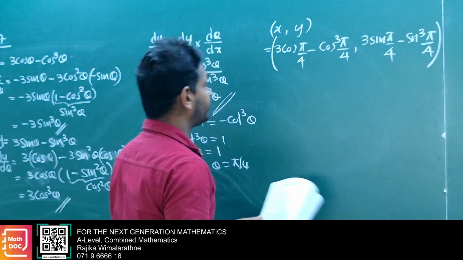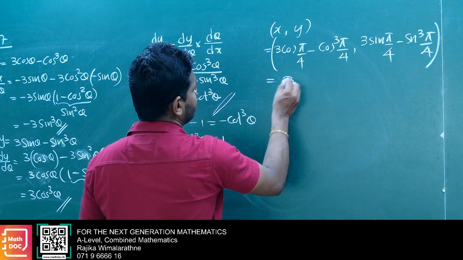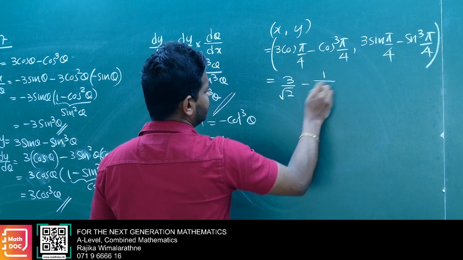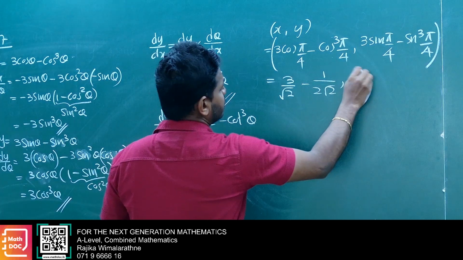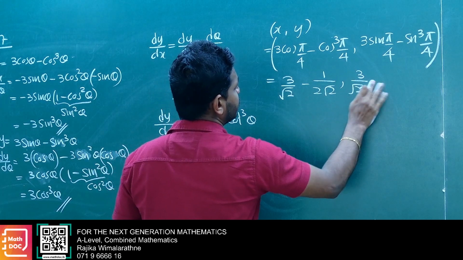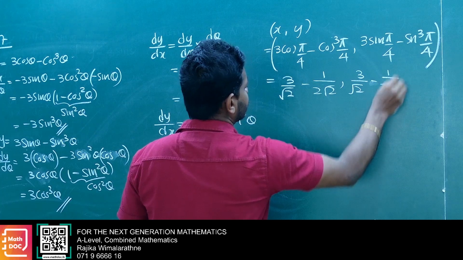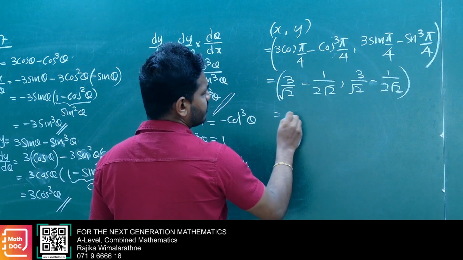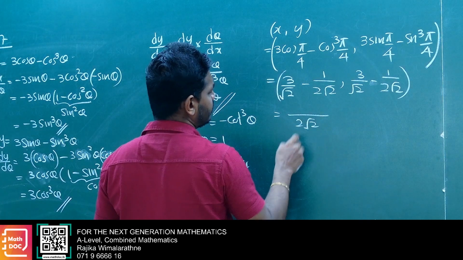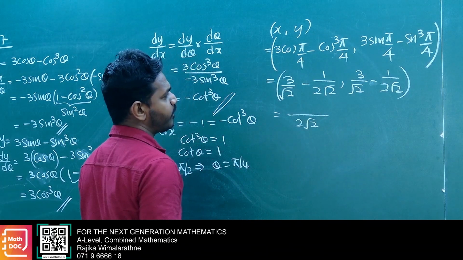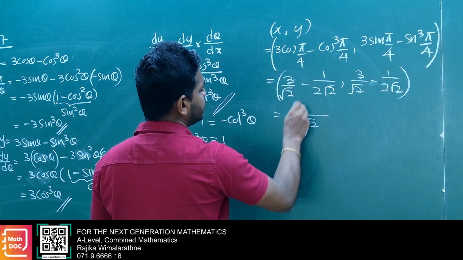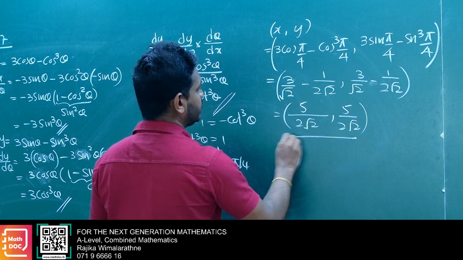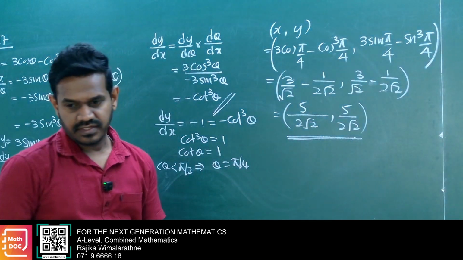Now simplify. Here 3 over root 2, minus 1 over root 2 cube, which is 1 over 2 root 2. So 3 over root 2 minus 1 over 2 root 2. Cos pi by 4 is 1 over root 2, no? Then take 2 root 2 as the common denominator: 6 minus 1, which is 5 over 2 root 2. That's the coordinate.